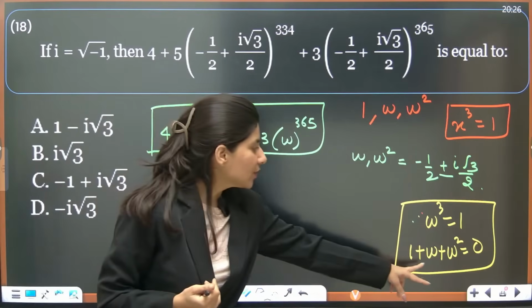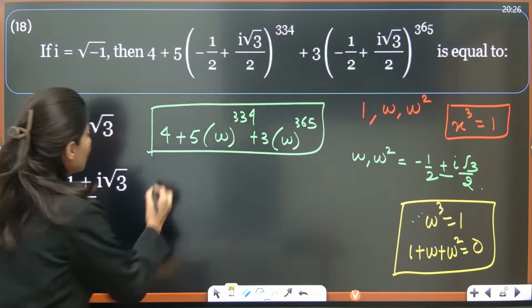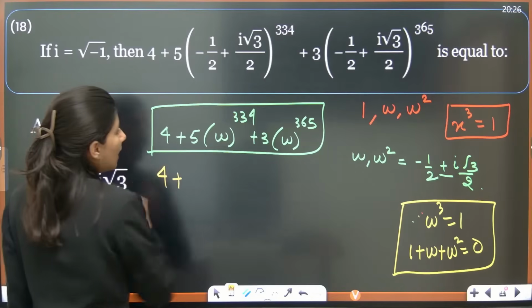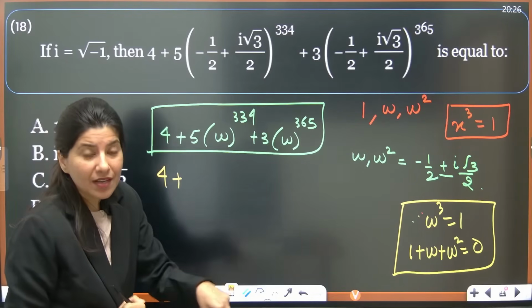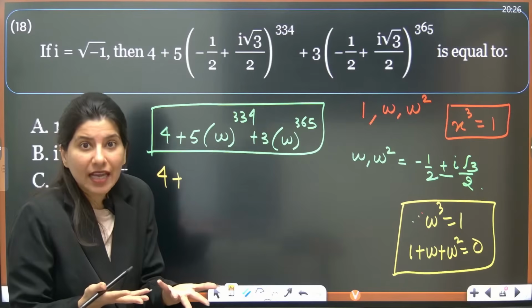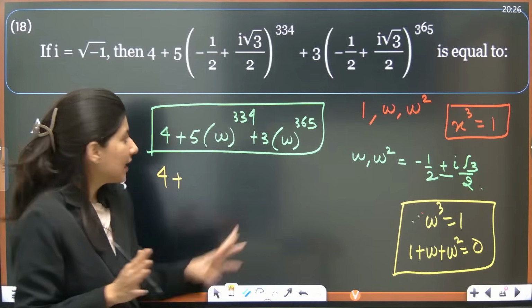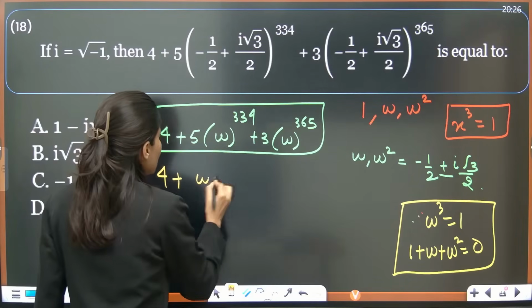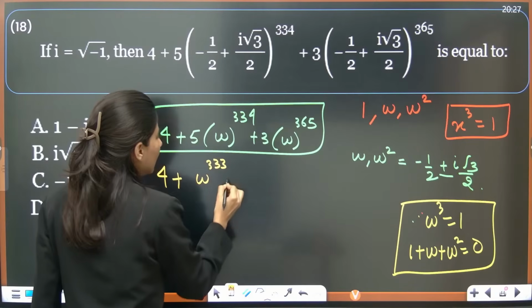So omega cube is equal to 1. So 4 plus, now understand, omega cube is 1. So omega power 3 times something will be 1. So for 334, what I'm going to do is write omega power 333 times omega.